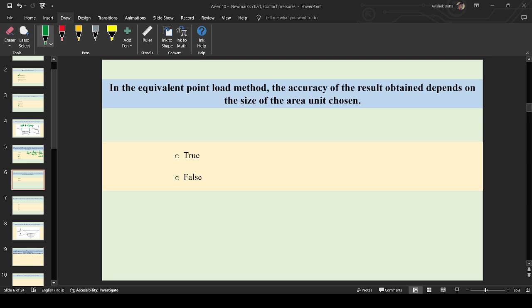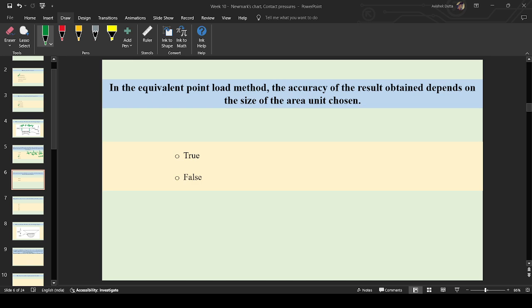So in this way, the individual R by Z value, for example, R1 by Z will give us a value of influence factor. Again, R2 by Z will give us the value of another influence factor. So in this way we can find out the stress at any depth Z: the load divided by Z square into the summation of K_i, where i goes from 1 to n. Here n equals 4 because there are 4 loaded units.